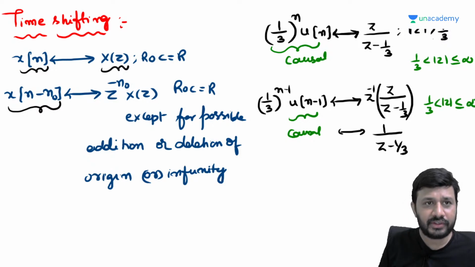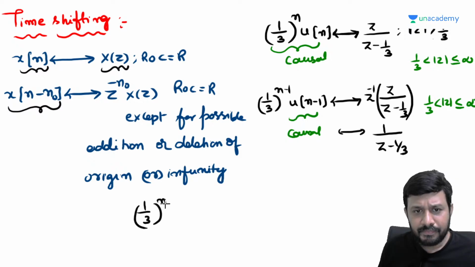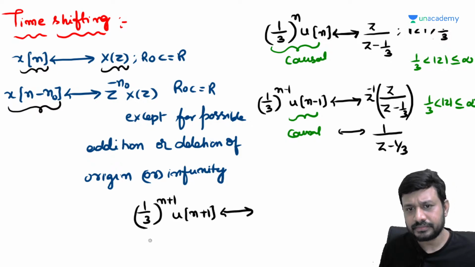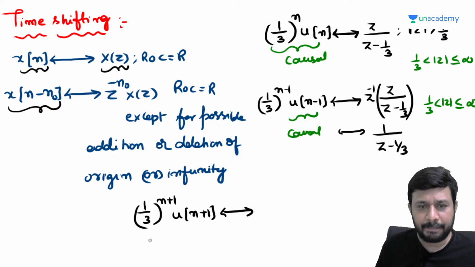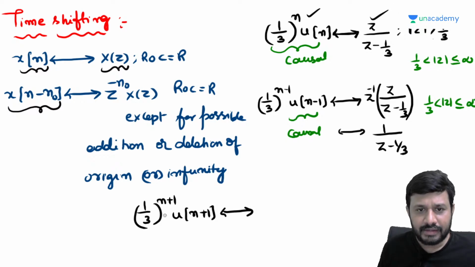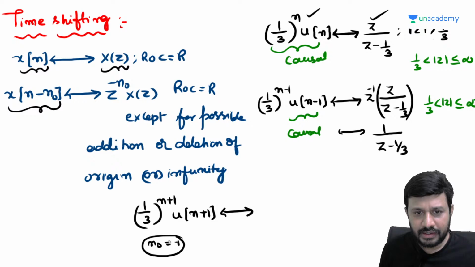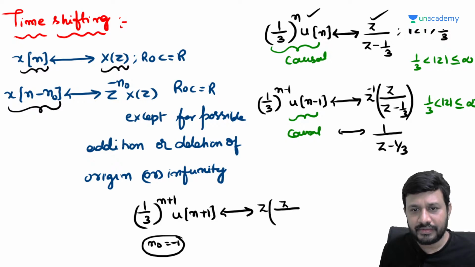Suppose I ask you, what is the Z transform for 1 by 3 whole power n plus 1 u of n plus 1? Use your shifting property. X of n has X of z with ROC R, x of n minus n naught, where the n naught value is minus 1. So the property says z power minus n naught into X of z. Z power minus n naught means z multiplied with z by z minus 1 by 3.